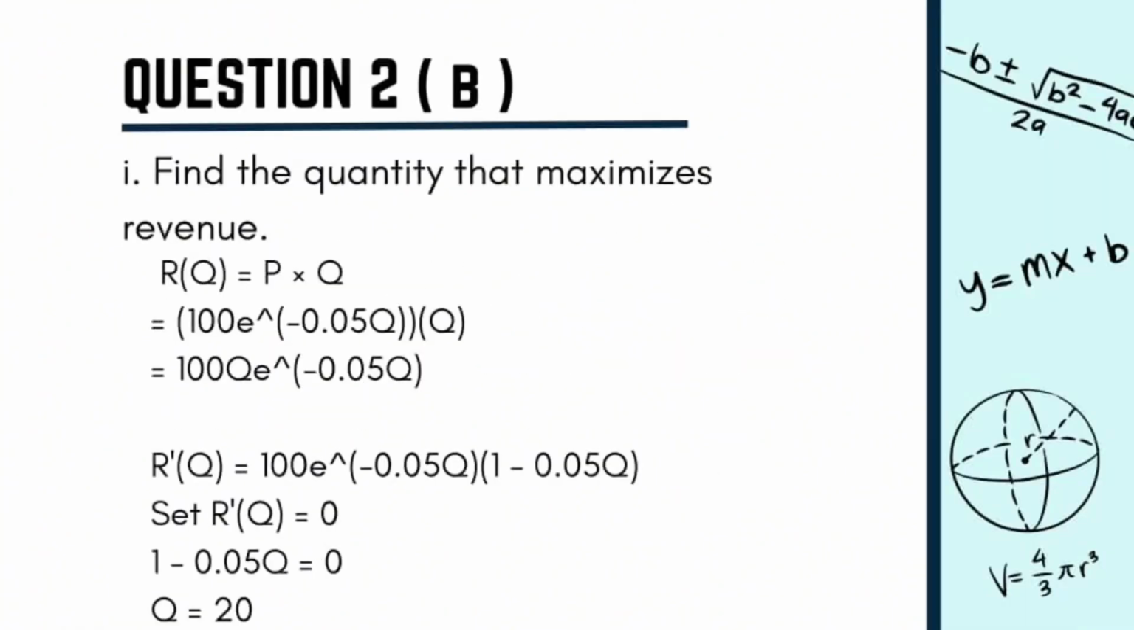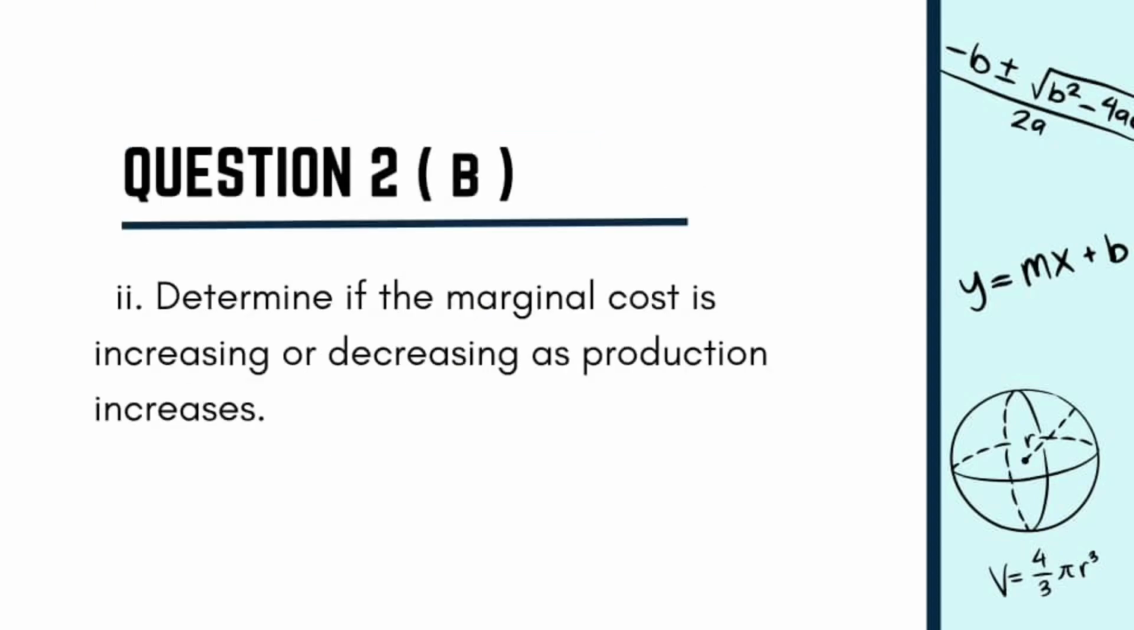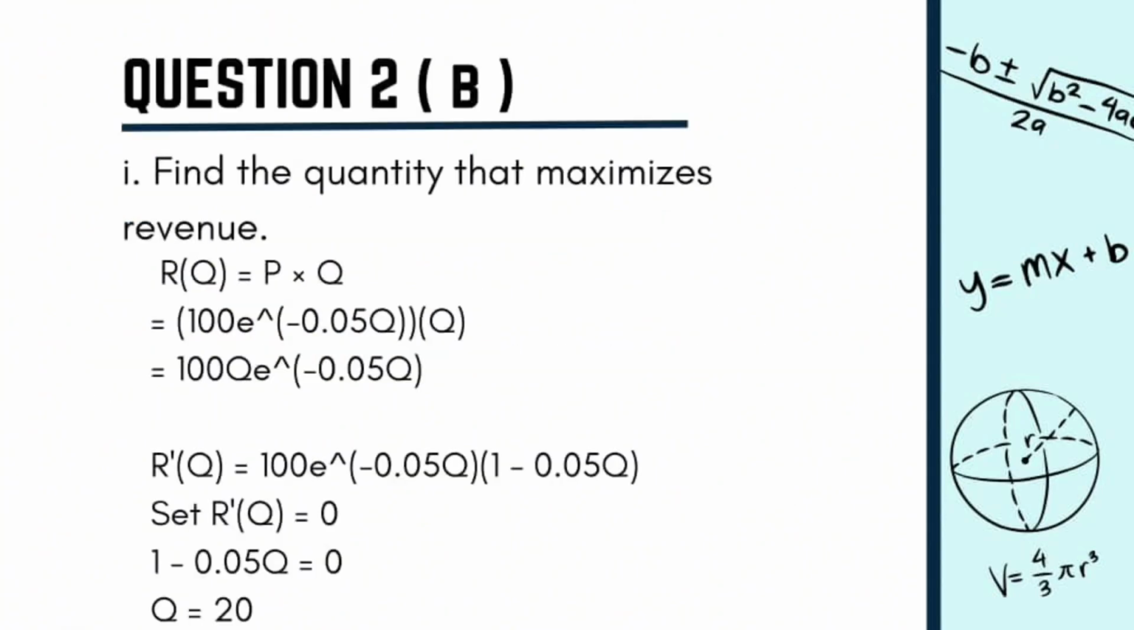The question asks us to find the quantity, the maximum total revenue, and to determine the interval where total revenue is increasing and decreasing. First, total revenue is found by multiplying price and quantity. So total revenue equals 100Q e^(-0.05Q). To maximize total revenue, we differentiate the revenue function with respect to Q.